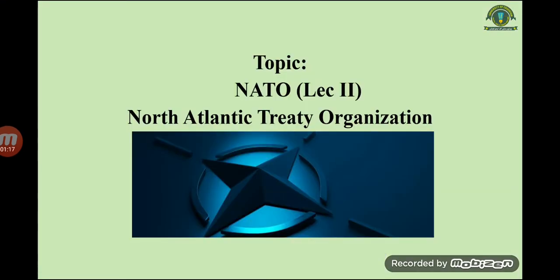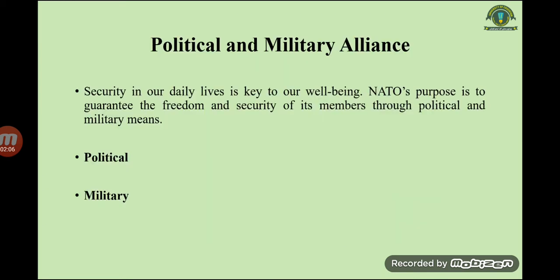So today we are going to discuss the second lecture of the North Atlantic Treaty Organization. We discussed the first lecture on this topic, in which we discussed the overview, member countries, when they became members, what is NATO, why it was formed, and the structure and designation of the North Atlantic Treaty Organization. Now in the second lecture we will also discuss different aspects. First of all, political and military alliance.